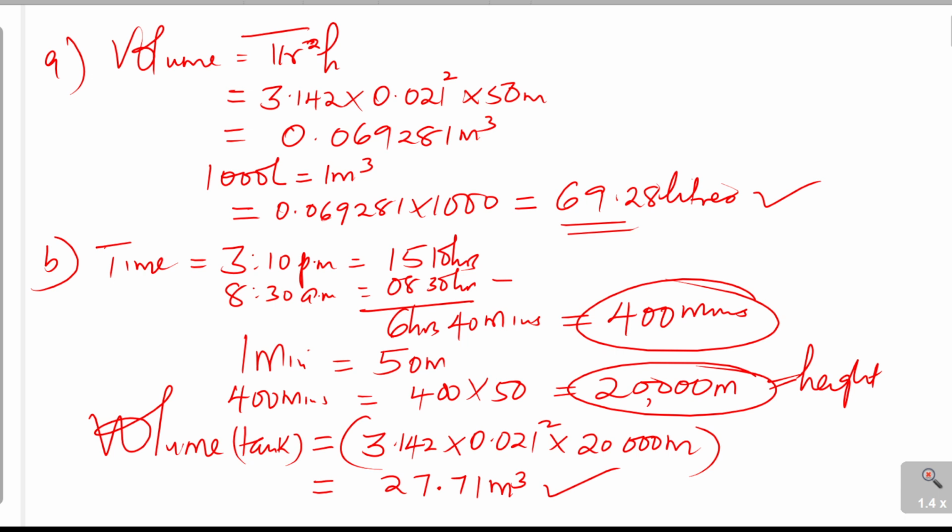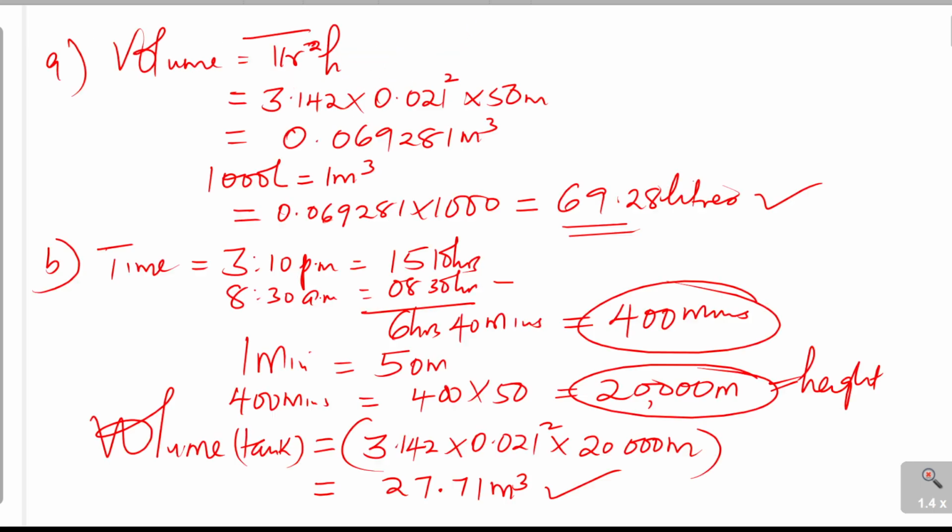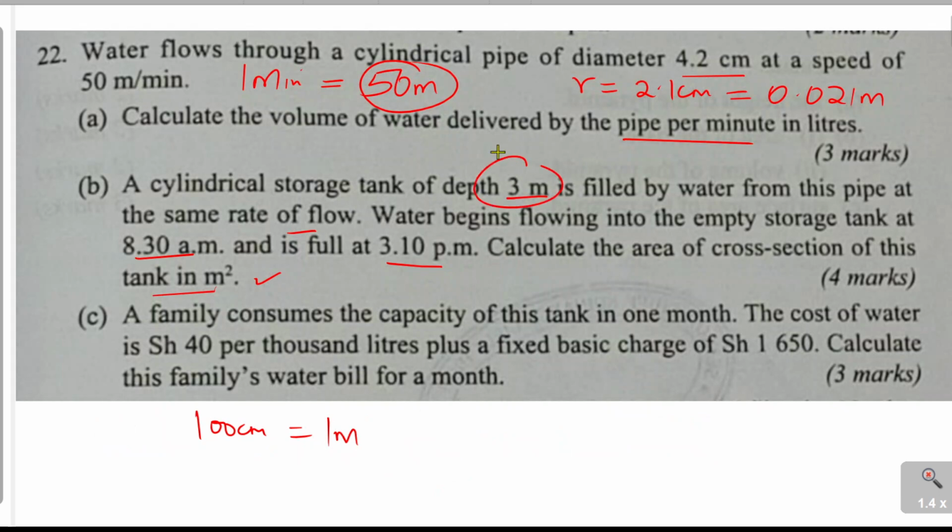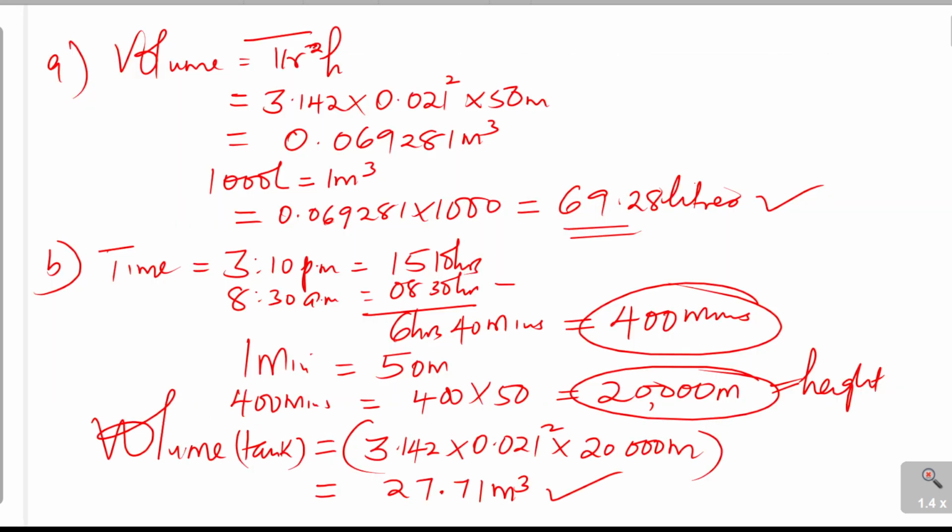Now we need to get the cross section area of this tank. So now that we have the whole volume of that tank, we'll say the volume, which is 27.71 meters cubed, is equal to, remember when you're getting the volume of the cylinder, we get the base area. The base area is the cross section, and then times the height. So the height, we're going to use the height as 3 meters. That is the depth of the tank.